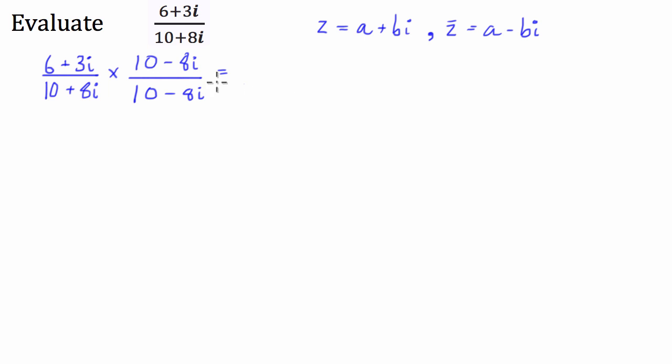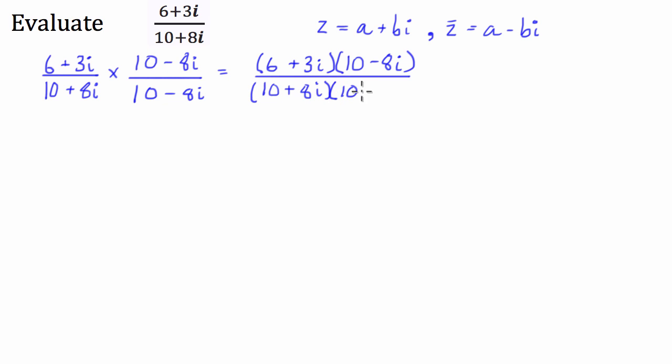Now, what is this going to actually do? Well, let's make it easier for us to multiply out. We'll rewrite it, but in brackets. So we've got 6 plus 3i multiplied by 10 minus 8i, and then we have 10 plus 8i multiplied by 10 minus 8i. Now, I'm doing this the long way so you guys can get a feel of every single step that I'm doing.